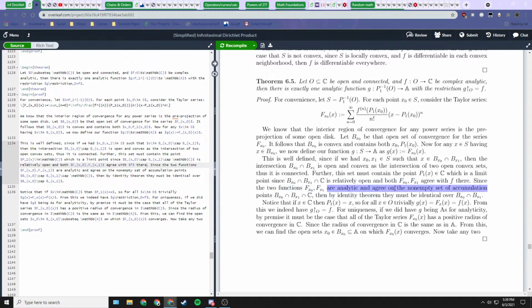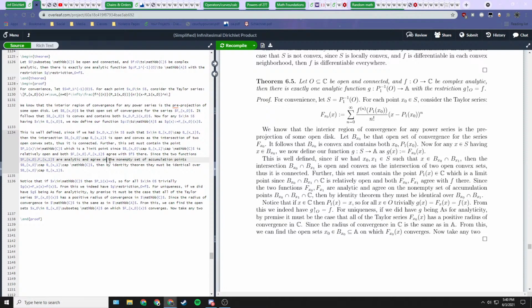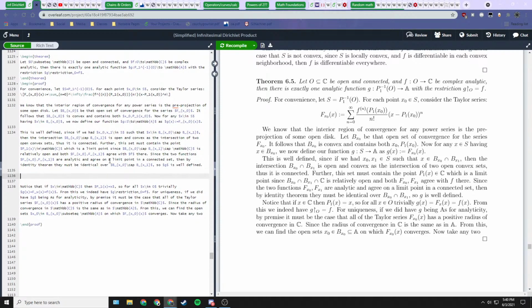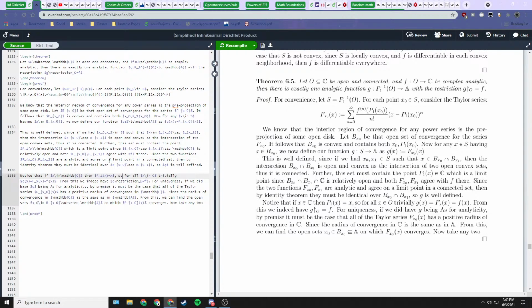Since the two functions are analytic and agree on a limit point in a connected set, then by identity theorem, they must be identical over this connected set. And so G is well defined. And then we can finally say, notice that if we have x and c, then p1 of x equals x. So for all x in this O, we have g of x equals f sub x of x, which is f of x. So from this we have this restriction.